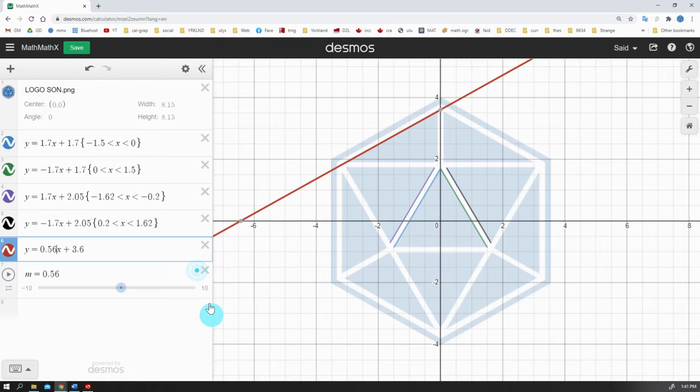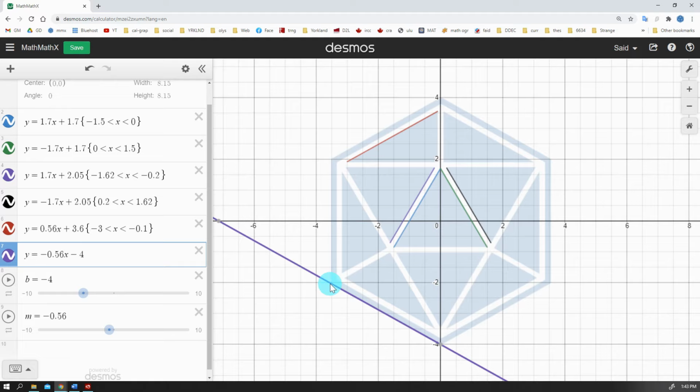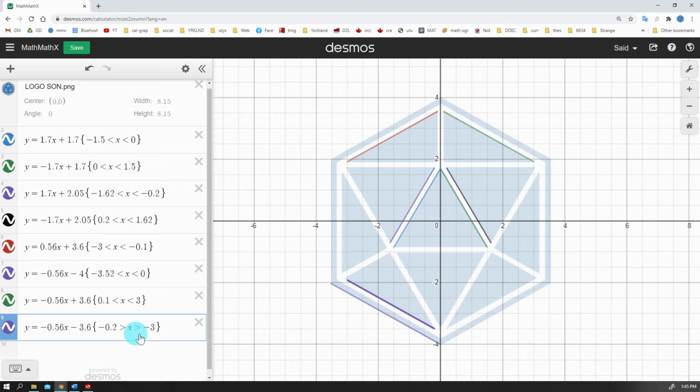Now you can close sliders, set interval, and then boom, the side is ready. It's really useful, guys, because guessing and testing takes time. So by just using sliders, you can find it pretty fast. Okay, this is how you create line segments in Desmos art.